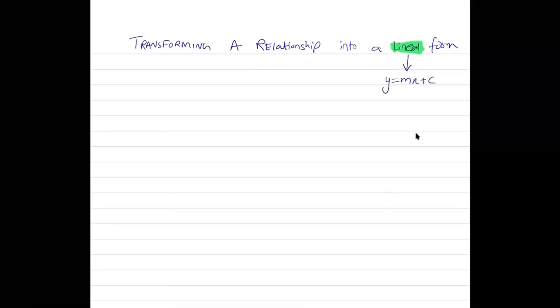Okay, so in this class, we are going to learn transforming a relationship into a linear form. Into a linear form, meaning we are going to convert a non-linear equation into a linear form. Now, when we talk about linear form, we will represent the equation of any curve that is non-linear into a linear form, and the general equation of a linear form is always in the form of y equals to mx plus c.